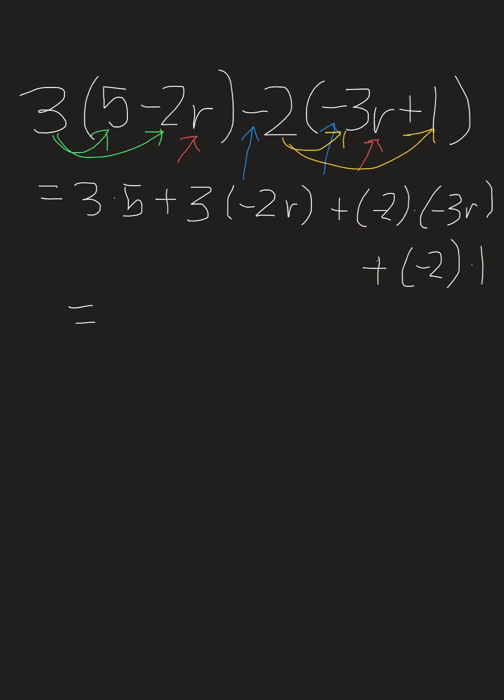Did you see how we did the distribution? 3 times 5. That's very long, I know. 3 times negative 2r. Negative 2 times negative 3r. Negative 2 times 1. So now let's simplify. Azalea, what's 3 times 5? Great job. 3 times 5 is 15.